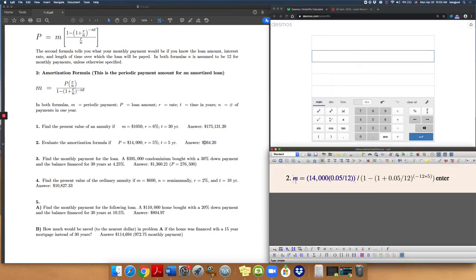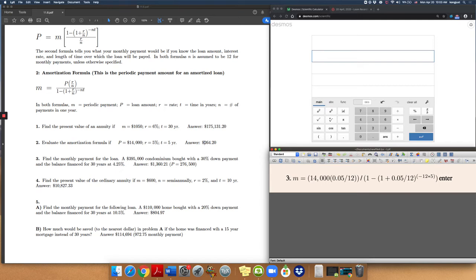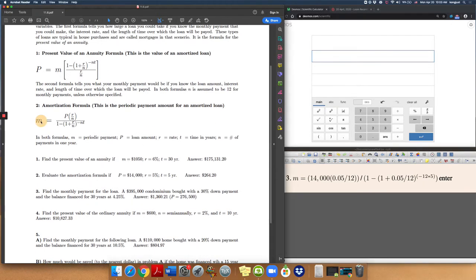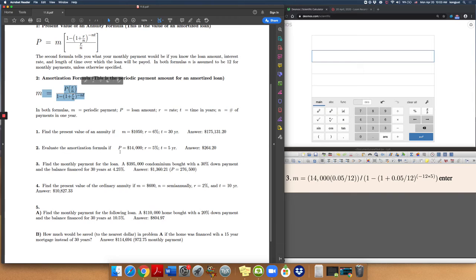So we're looking now at number 3. Find the monthly payment for the loan. Okay, so right away I know I'm gonna be finding M again, right? Find the monthly payment. That's key. So this is the formula I want to use. Your $395,000 condominium bought with 30% down payment, and the balance financed for 30 years at 4.25%.